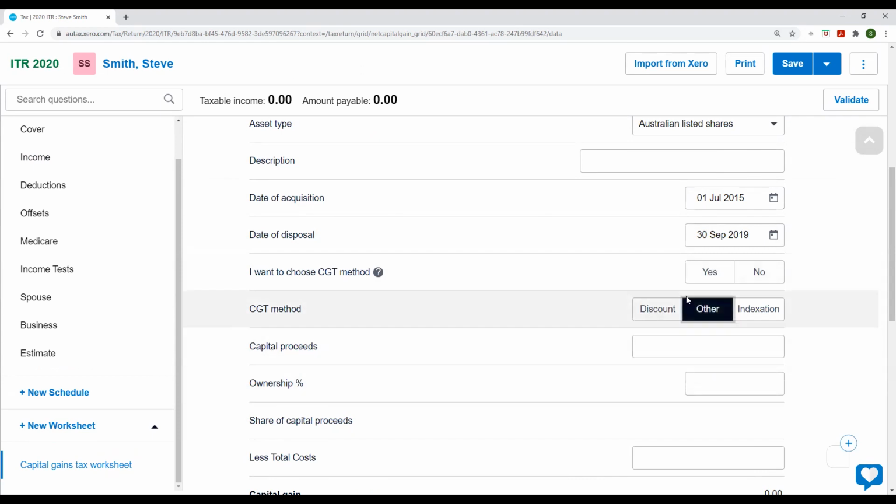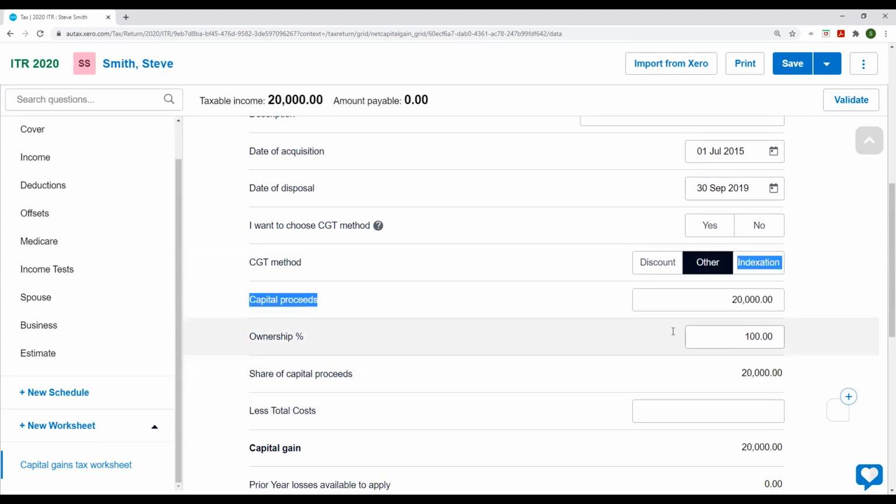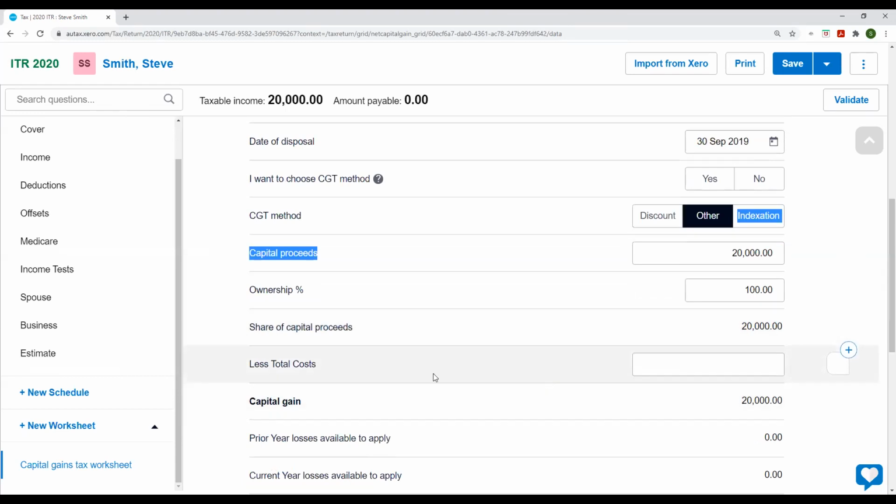I will explain to you what is the difference between discount and indexation later. Capital proceeds, the same terminology that we learned. So how much money you received? $20,000. Assume that you have the full ownership of that. So how much the cost? You can say then total cost. That's called cost base. How much is it here? $10,000, he purchased that one.